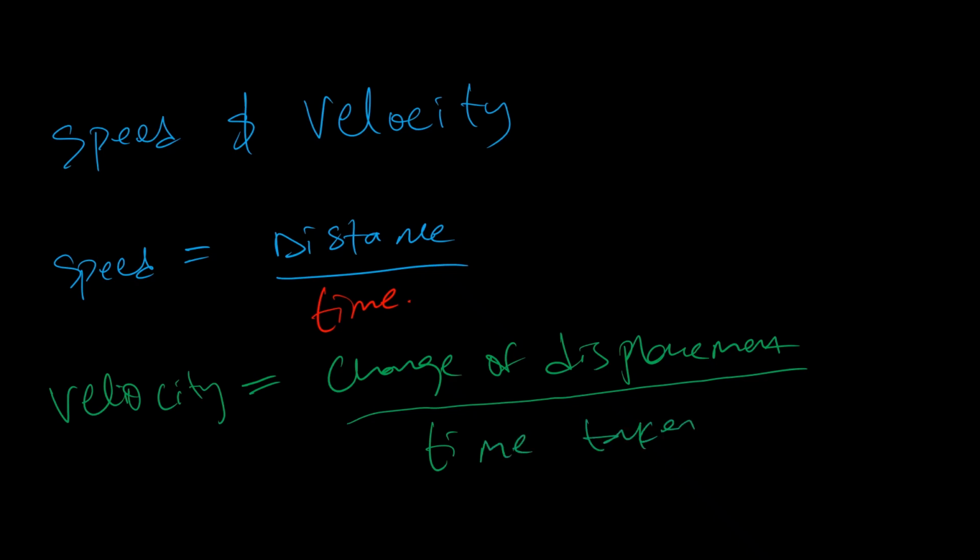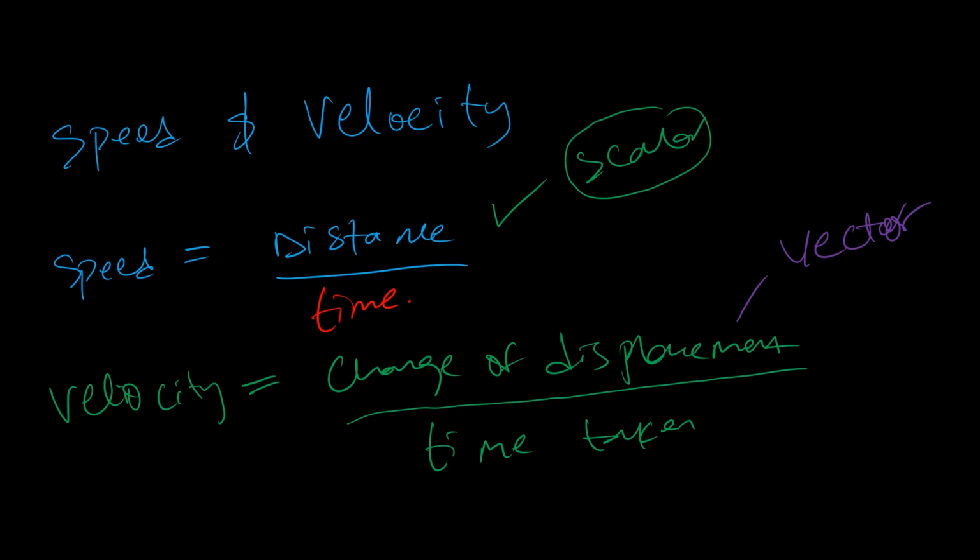Now, just as we have the difference between distance and displacement, speed is a scalar quantity, all right? While velocity is a vector quantity. Okay, velocity is a vector quantity. Now both speed and velocity are measured in meter per second. That is the SI unit.